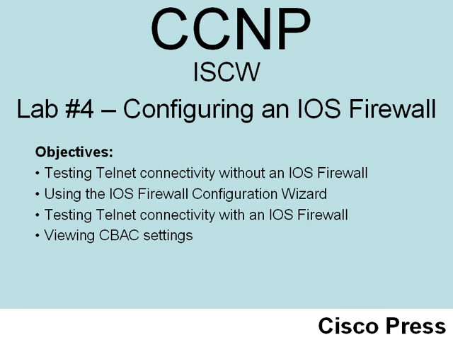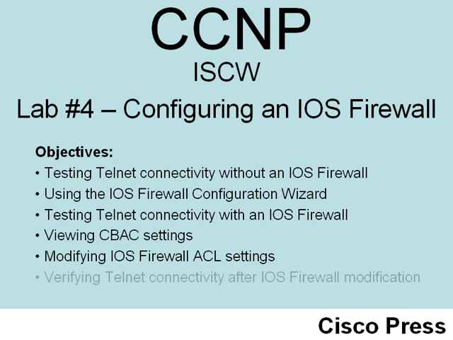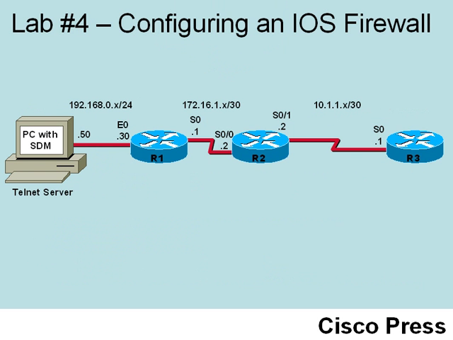We're going to compare CBAC with an ACL, with an access control list, and we are going to use SDM to configure an iOS access control list to permit Telnet sessions originating outside of the network, terminating on a particular Telnet server inside of the network. And we will conclude this lab by verifying we now have bidirectional Telnet connectivity to and from that internal Telnet server. First of all, let's take a look at the topology we're going to be working with.